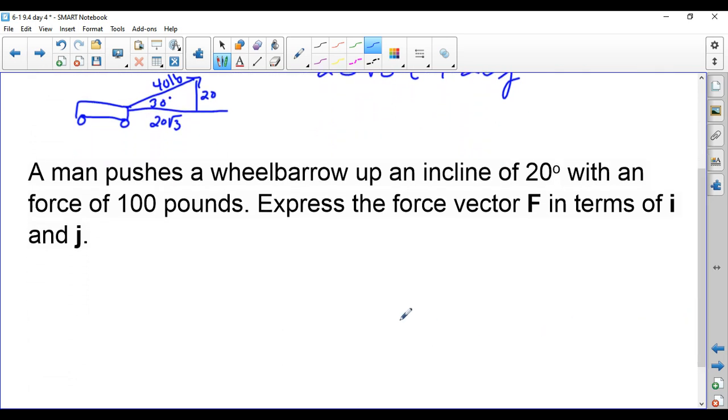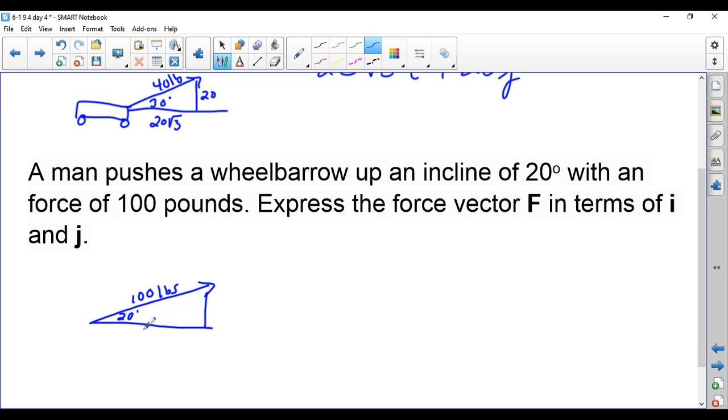Here I have a man pushing a wheelbarrow up an incline of 20 degrees. So here's my incline of 20 degrees, which is not very steep, and he's pushing it with a force of 100 pounds. That force is going in the direction of the incline. We could break it down into the horizontal and vertical components to see how much you need to push it up over gravity, to see how fast it's going to go, all of those sorts of things.